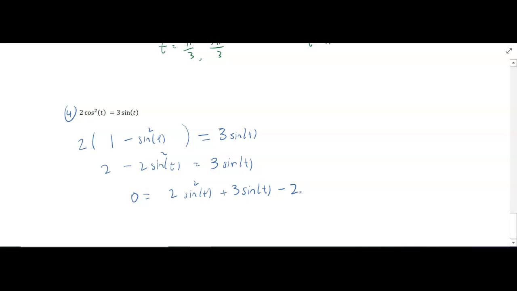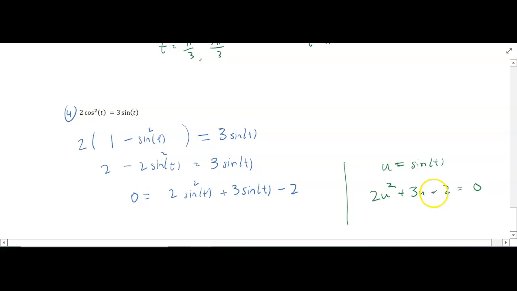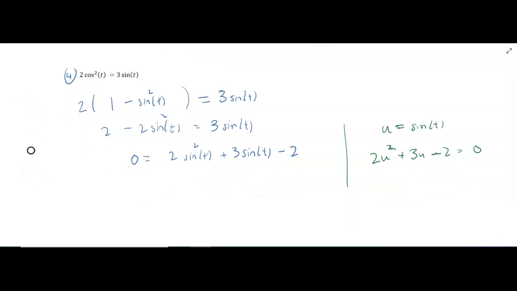Now, again, we could try to solve this using factoring or the quadratic formula. Again, if you want to, you could, for this problem, let u equal sine of t like we did in the last example, and then this equation would say 2u squared plus 3u minus 2 would equal 0. And then we could solve that, again, either by factoring or the quadratic formula. Okay, so just to save time, I'm going to solve this one by factoring, but I'm going to factor it in terms of sine here, written in blue.